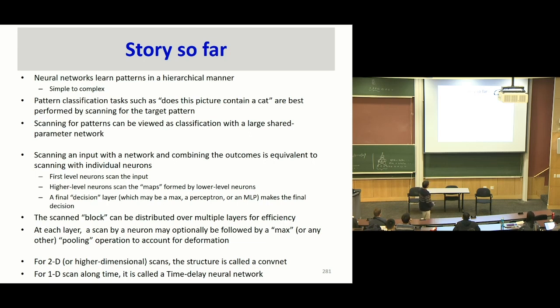And for 2D or higher dimensional scans, the structure is called a convolutional network. If you're scanning along only one dimension, even though the input is two-dimensional, right? Then we will call this a time delay neural network.